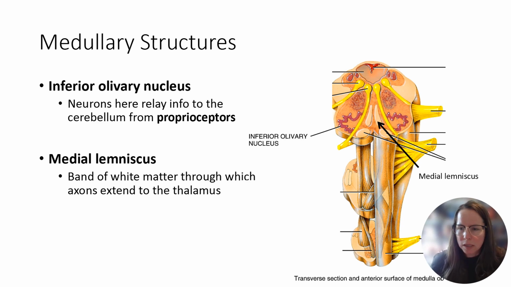Now within the medulla itself, we also have something called the inferior olivary nucleus. And this actually resides within a larger structure that we'll look at later in lab called the olive. Very noticeable structure. We have superior and inferior olivary nuclei. The inferior olivary nucleus is in the medulla, and it's going to be important in relaying information about proprioception.